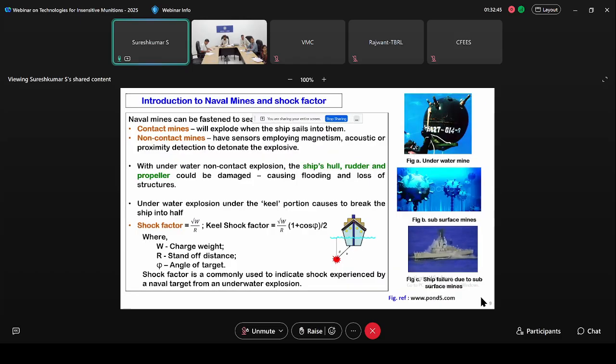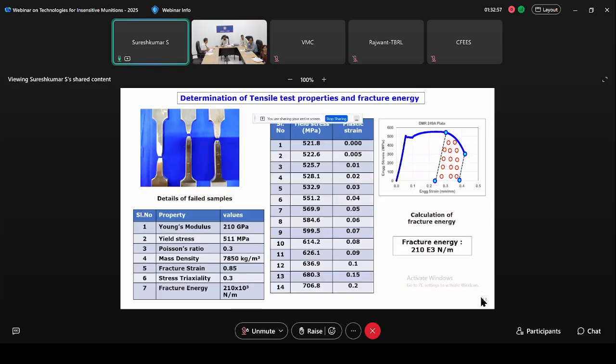So I'm working with how to model the shocks, how to model the underwater shock test for the naval grade. Yes, sir. Sir, time is less. Please come to the second proposal. Sure, sir.